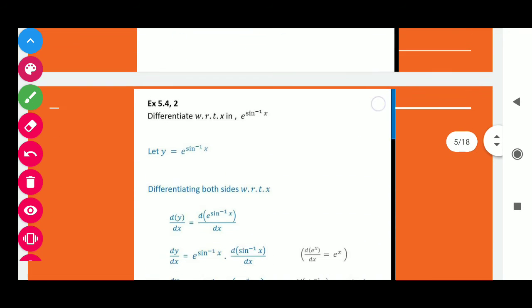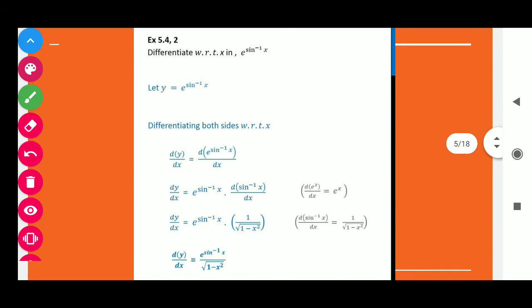So students, move to the second part. Here we have differentiate with respect to x e raised to power sine inverse x. Here e stands for exponential and power is the sine inverse x. So students, let's start. Let y is equals to e raised to power sine inverse x and differentiate both sides with respect to x.